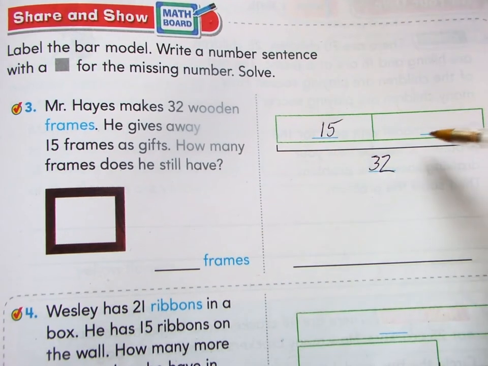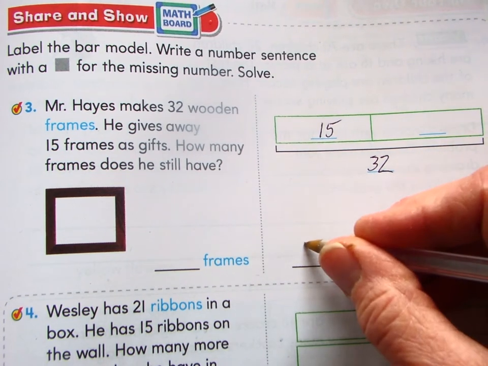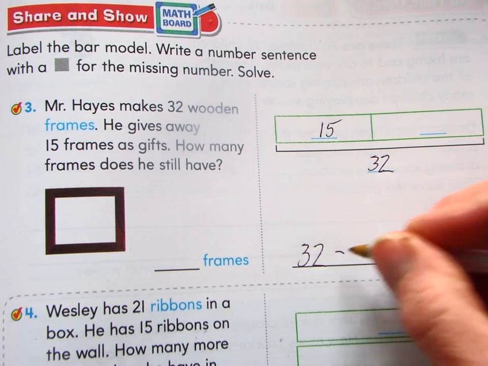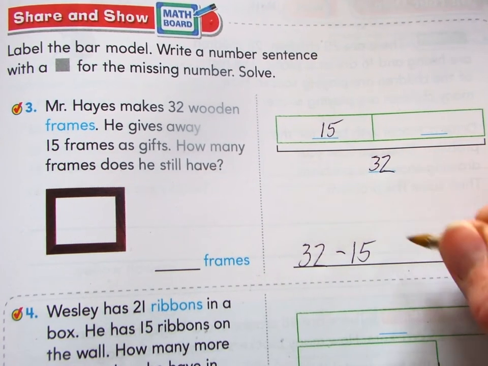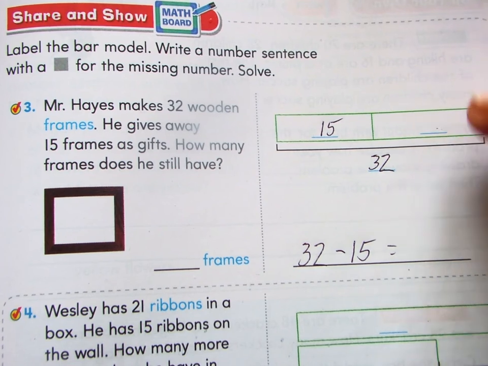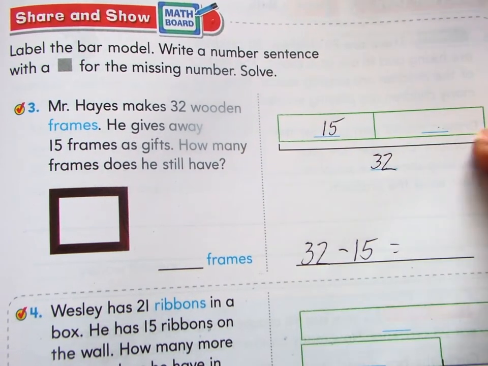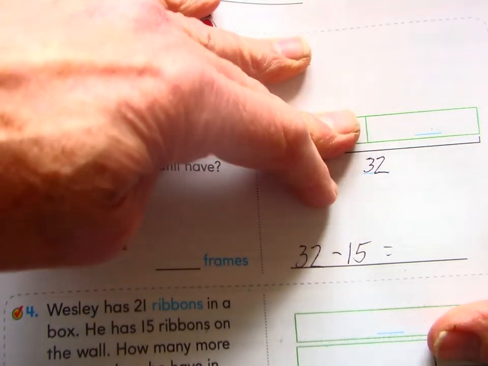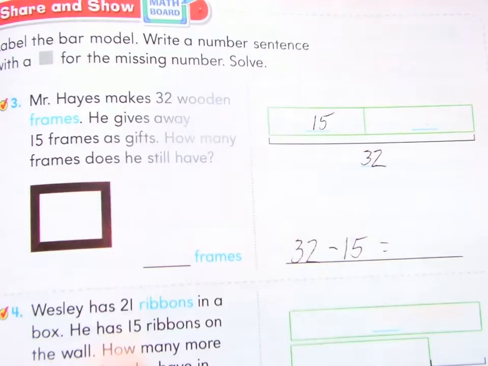Okay, how are we going to find out how many are left? Well, we have the mama. We're missing one of the babies. How do we find the baby? We got to subtract, beginning with the mama. You begin with the total. Empezamos con el total. 32 menos 15. La parte 15 va a quedar la otra parte. The other part is left. When you have 32 that he made and you take away the ones that he gave away, there's the ones left.